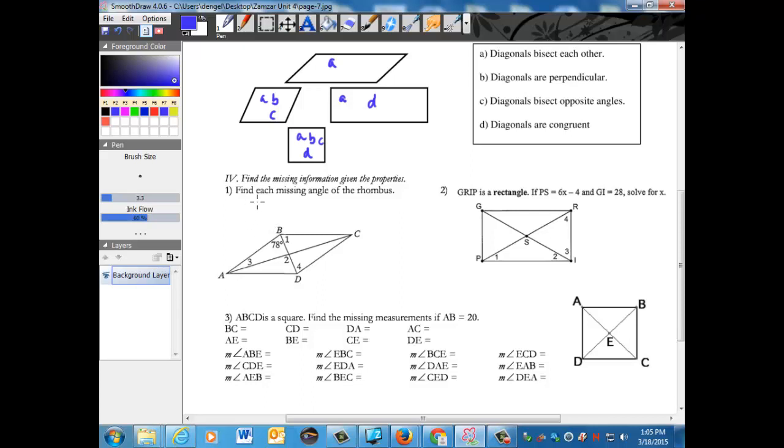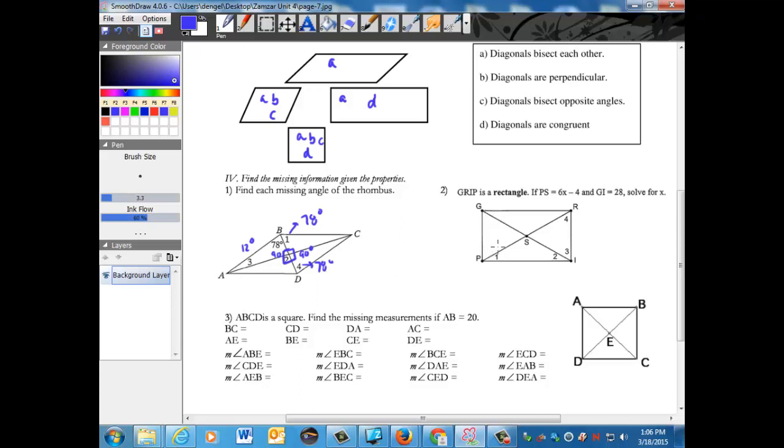All right, first shape is a rhombus. That means these diagonals will bisect the opposite angles. So since this angle is 78, angle 1 is also 78 degrees. Angle 2 has to be a 90-degree angle. The intersection of the two diagonals are perpendicular. And if I have 90 degrees here and 78, that means angle 3 has to be 12 degrees. Angle 4 is going to be the same as angle 1, and that's going to be 78 degrees.